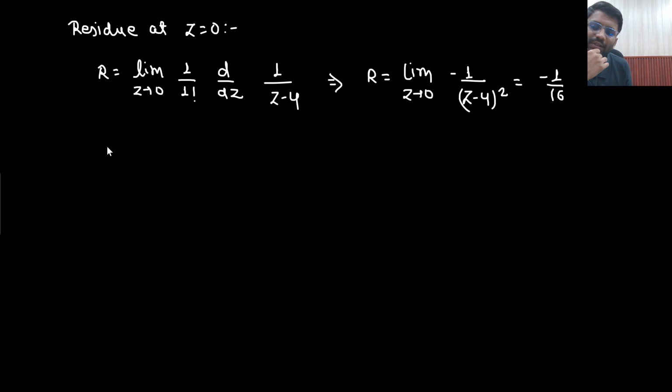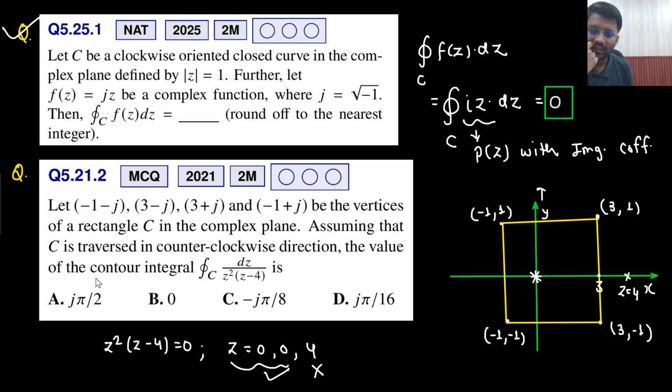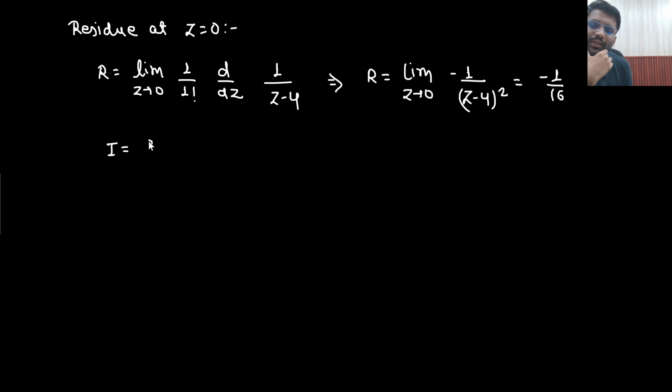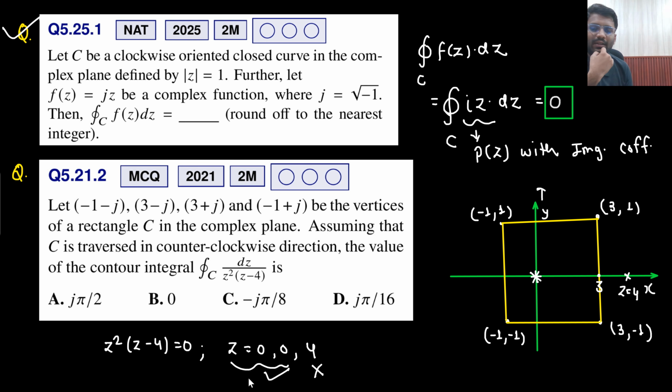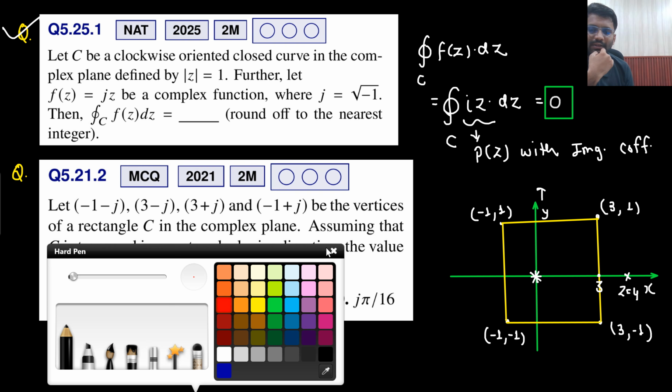This is the residue. Now what is your answer? What will be your integral I? See the encirclement. It is counterclockwise. That means 2 pi iota times minus 1 by 16. The answer is minus pi iota by 8. That's it. This is the answer. Understandable? Minus pi iota by 8. So the answer is this. Very simple question.